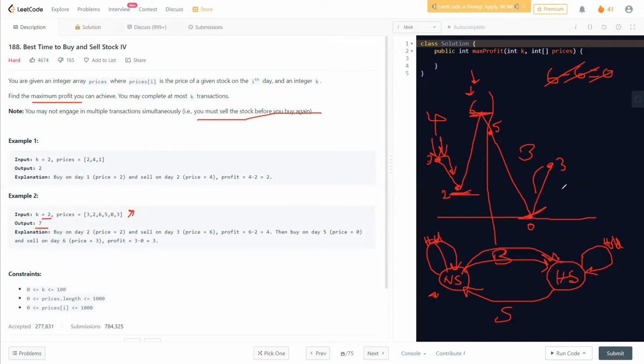So that gives us the maximum profit. That gives us the profit we're looking at. Fine. Now, a few things you should know. A few things you should know is why I was ignoring case one.